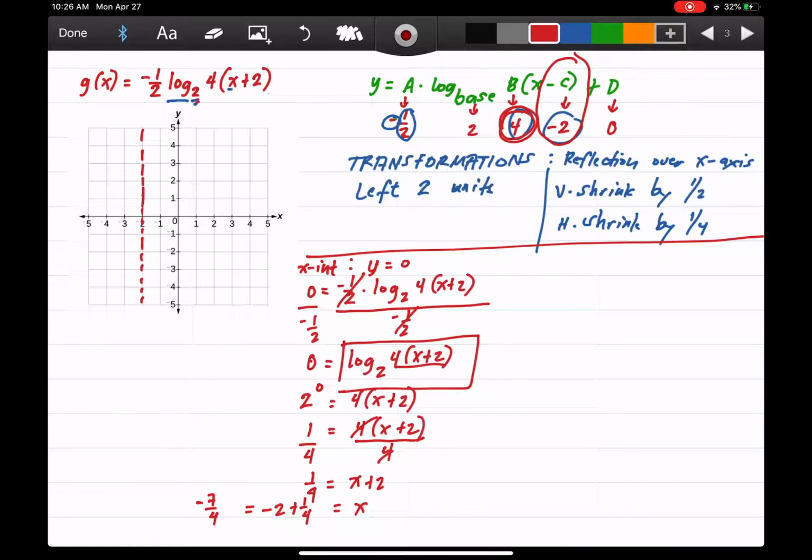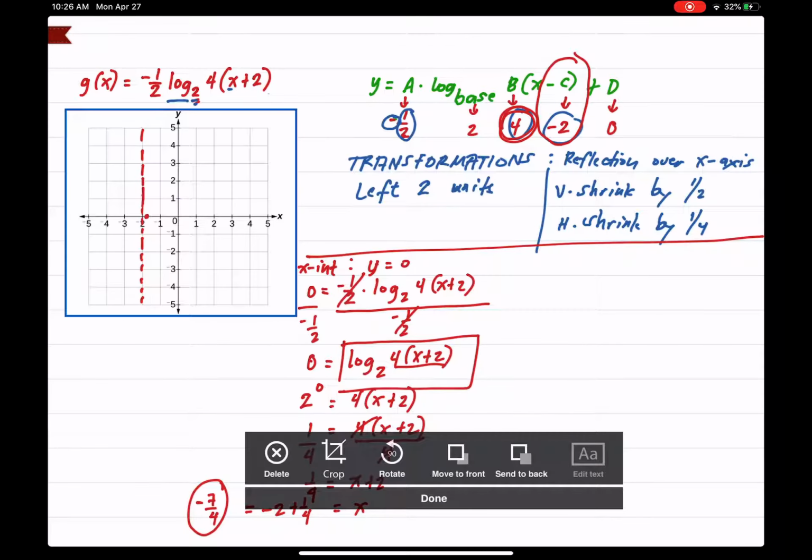Okay? This is your x-intercept, and that's actually negative 1.75. So it's approximately negative 1.75. Let's just check that real quick. 7 divided by 4 is, yeah, negative 1.75. So it's going to be somewhere here. Okay, there. Suppose that's negative 1.75.